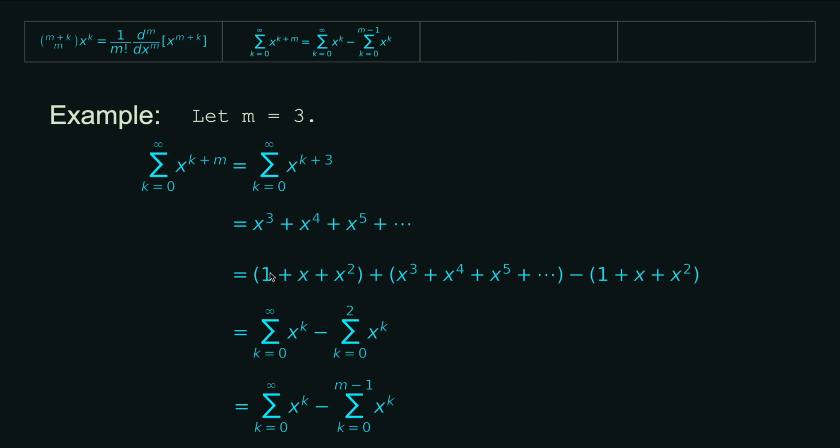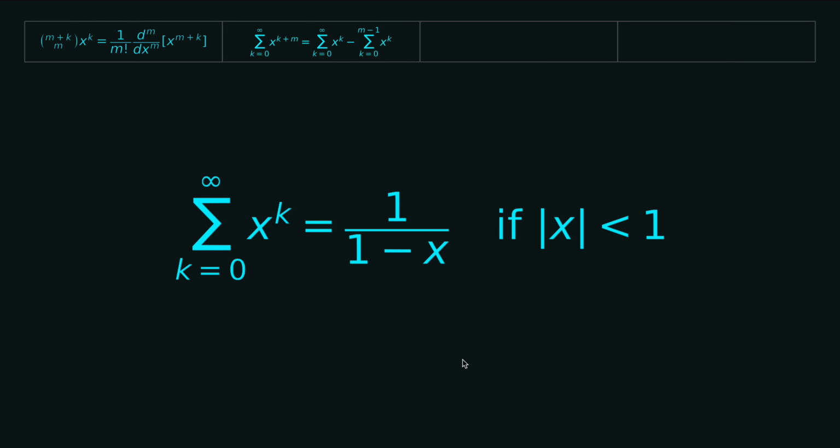Now I'm going to add 1 plus x plus x squared to the front and subtract it from the back. Now this whole thing at the front is just a geometric series, which is right here. And then at the back we just get the series, or not even a series, but the sum, 1 plus x plus x squared. And that's this right here. And if we go back to m, we get m minus 1 here.